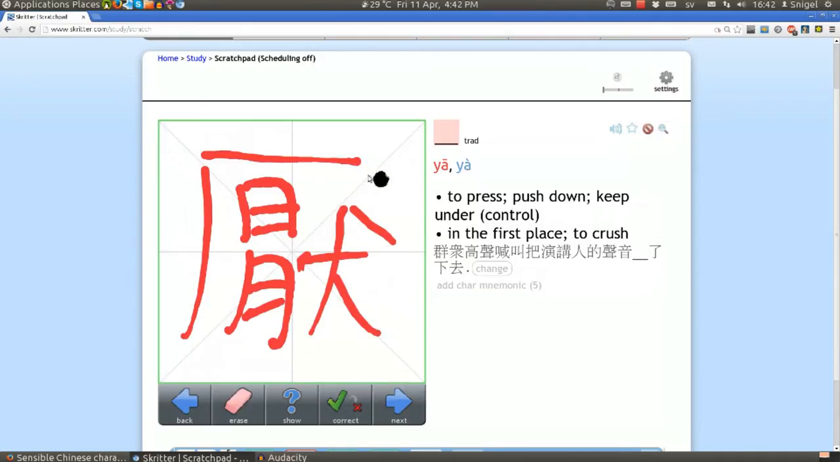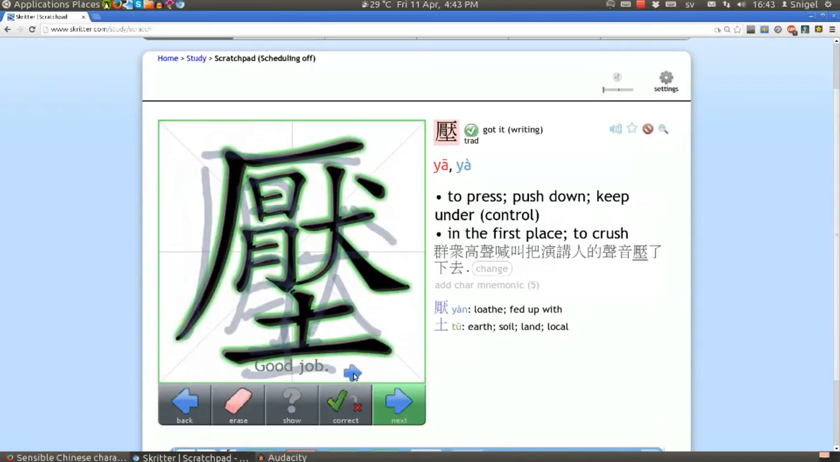Okay, what happens here now? I thought this was the right answer, right? But Skritter hasn't told me that it is the right answer, so I'm obviously lacking something. Well, it should be a tool down here. However, Skritter doesn't know when you're finished. So in this case, Skritter thought that I was still writing the character, whereas in fact I had already finished.